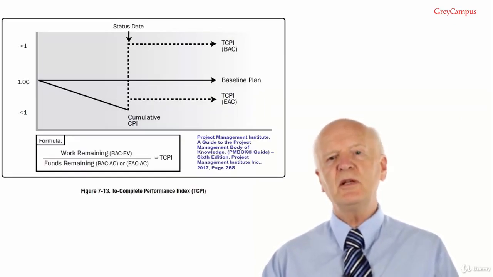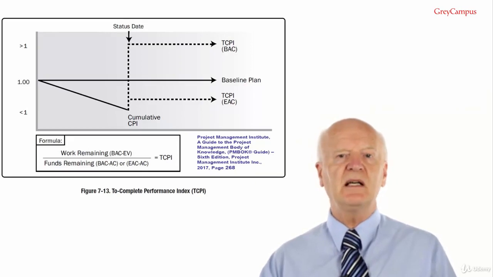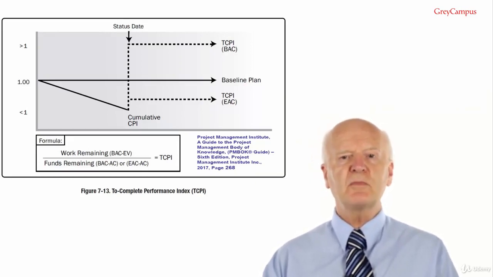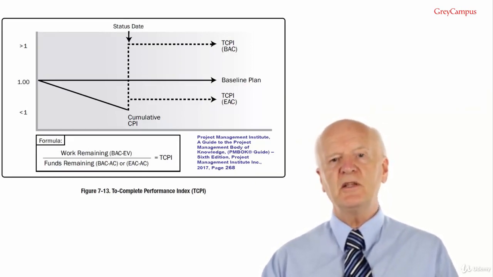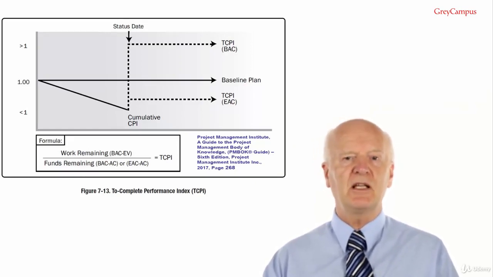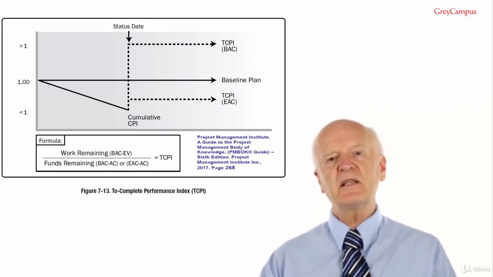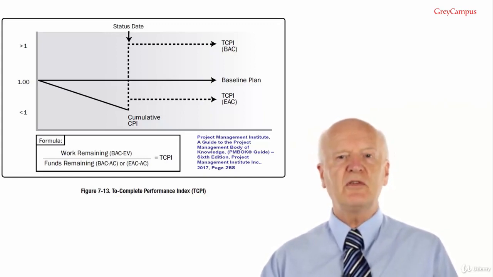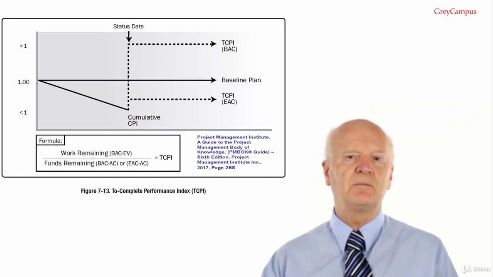Tools and technique number 3, To-Complete Performance Index. The To-Complete Performance Index, TCPI, is a measure of the cost performance that is required to be achieved with the remaining resources in order to meet a specified management goal. It is expressed as a ratio of the cost to finish the outstanding work to the remaining budget.